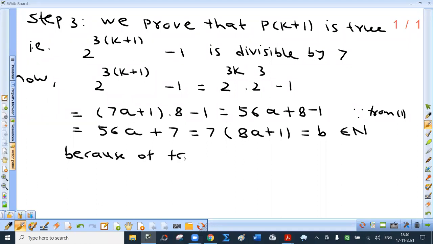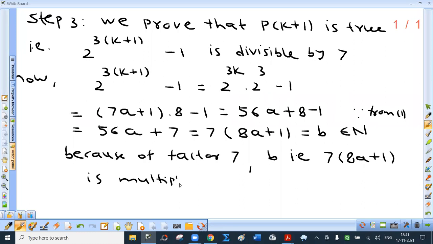Because of factor 7, B, that is 7 into (8a plus 1), is a multiple of 7, because we have to prove this is a multiple of 7. Therefore, P of k plus 1 is true. Now this is correct. P of k plus 1 is true. So you need not write B also, because the important thing is this should be a multiple of 7, and it is.